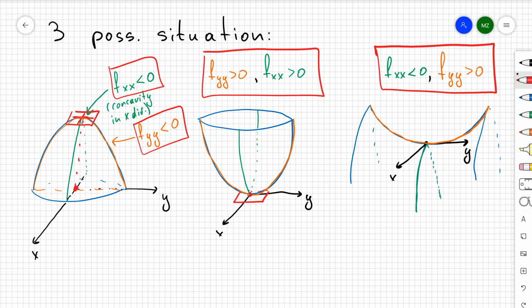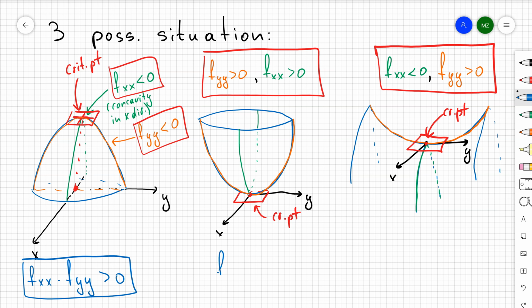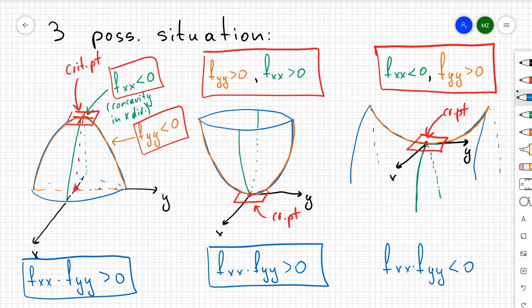Let's consider our critical points, and for each of the surfaces I'm going to have just a new critical point, and let's multiply our second derivatives. Then you can see that for the first surface the product of second derivatives is going to be positive. For the second surface it is also going to be positive, but for the third surface it is going to be negative.